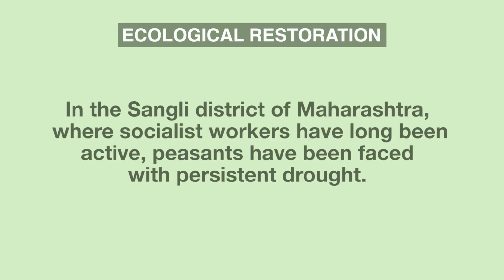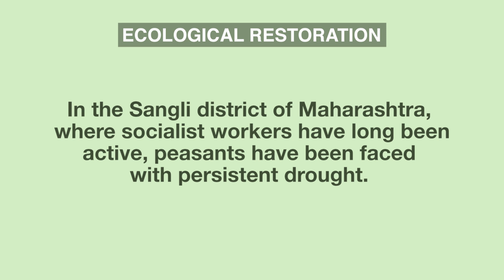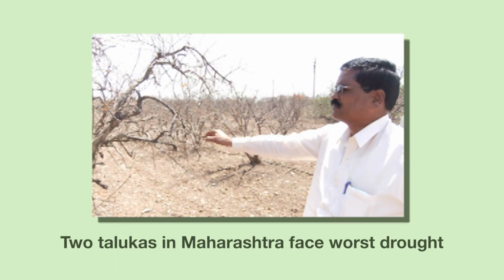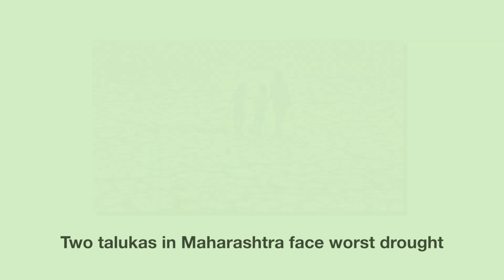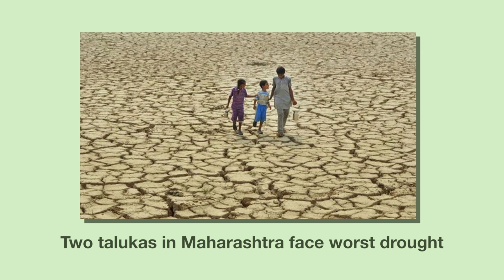A second example of successful eco-restoration work also originated in a process of struggle. In the Sangli district of Maharashtra, where socialist workers have long been active, peasants have been faced with persistent drought. In this context, two villages of Khanapur Taluk, encouraged by socialist and popular science activists, decided to build on a cooperative basis a small dam across a river that sporadically contained water.